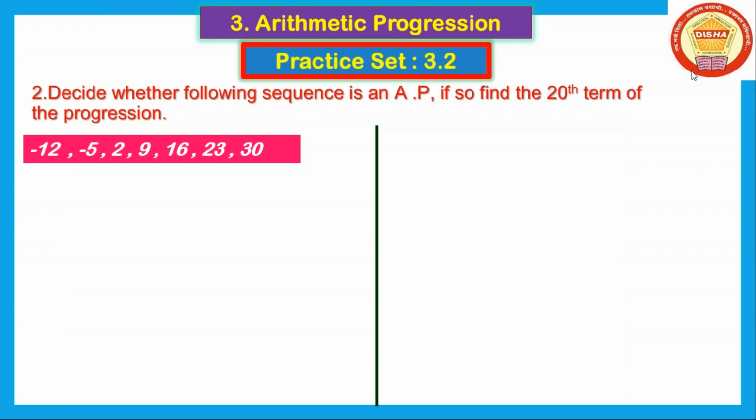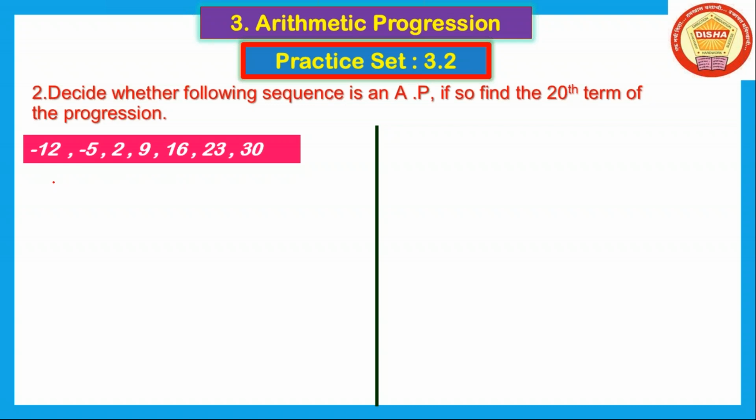We take question number 2 from practice set 3.2. Decide whether the following sequence is an AP. If so, find the 20th term of the progression. So the sequence given here is negative 12, negative 5, 2, 9, 16, 23 and 30. What is the question here? Decide whether the given sequence is an AP or not. It means first we have to state whether the given sequence is an AP or not.